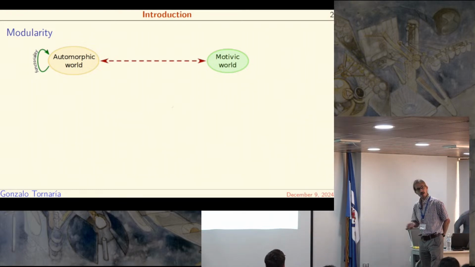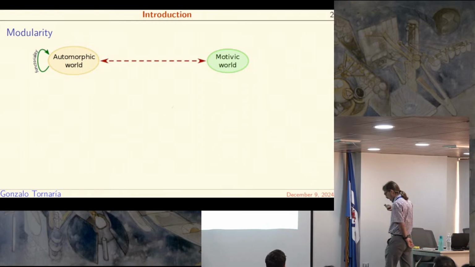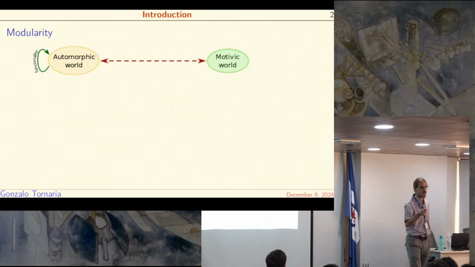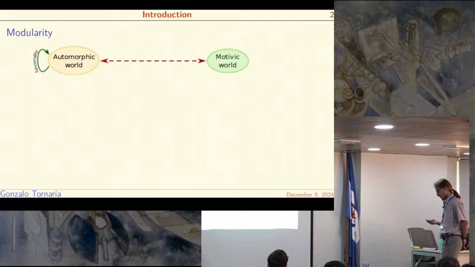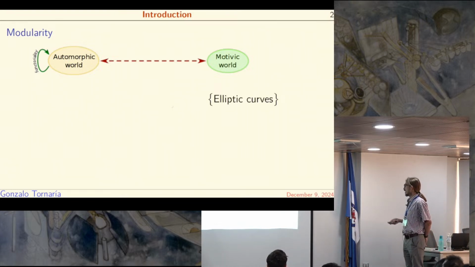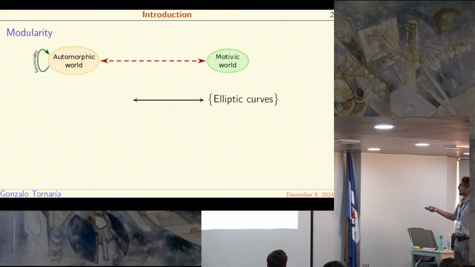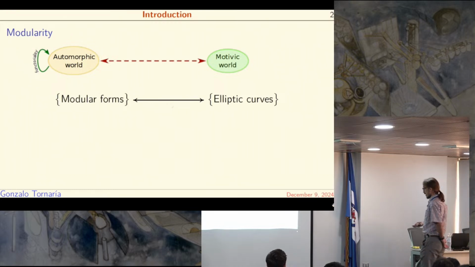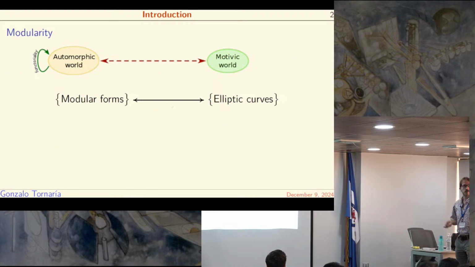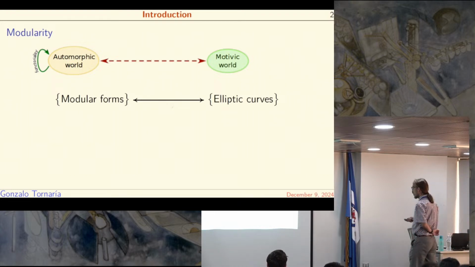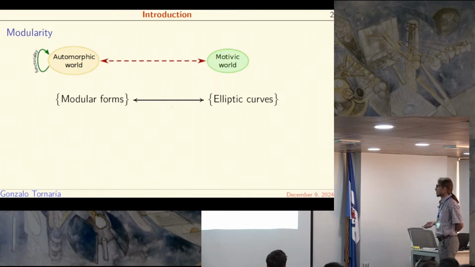Last week I was asked why paramodular forms, why not Siegel modular forms? Paramodular forms are some kind of Siegel modular forms, but just to give an idea, this is already a classic result. In the motivic world, you can think of geometry, and here you can think of analysis, modular forms. There is this connection between elliptic curves and modular forms, this bijection, at least over some fields where we know how to prove this.